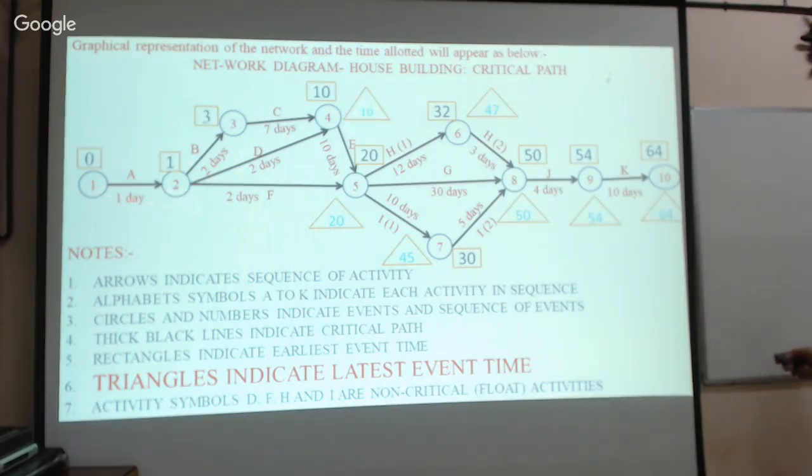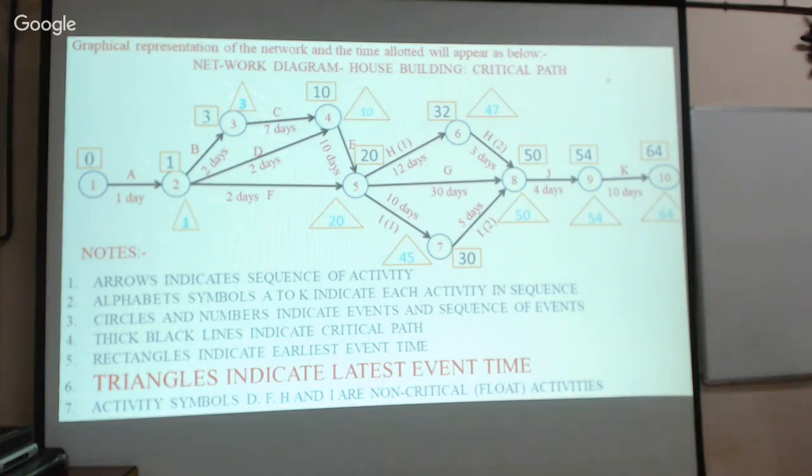Suppose you are calculating from here to here, how much? 20 minus 2, 18 days. Now from here it is 10 minus 2, 8 days. Now let us see we have another path here. Therefore, 10 minus 7, how much is that? 3 days. Therefore, we have 3 days here. That is, the latest event time is 3 days.